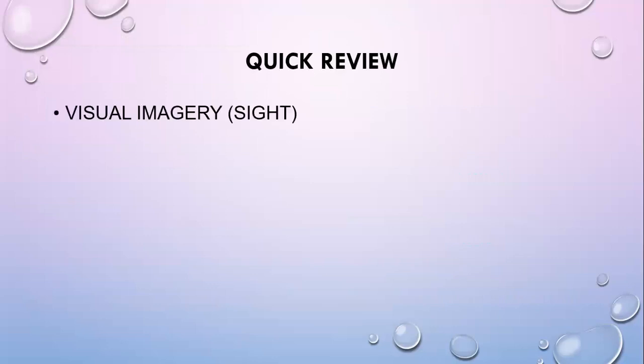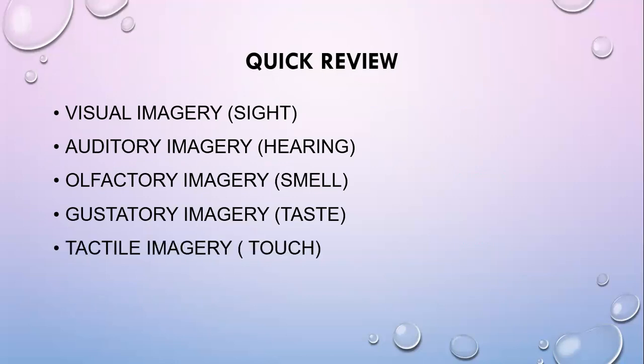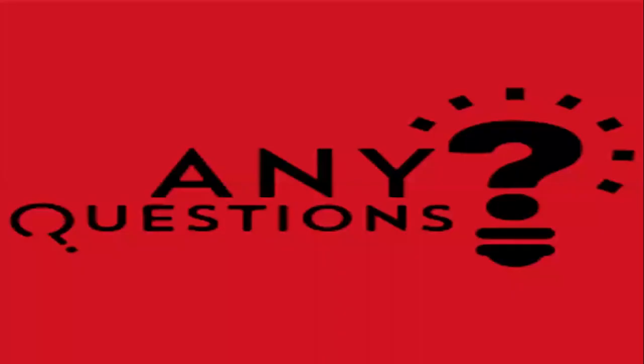Okay, let's take a quick review. Today we have basically done imageries, and all imageries belong to our 5 senses. First is visual imagery, it means sight. Then auditory imagery belongs to hearing. Olfactory imagery belongs to smell. Gustatory imagery belongs to taste. Last but not least, tactile imagery belongs to our sense of touch.